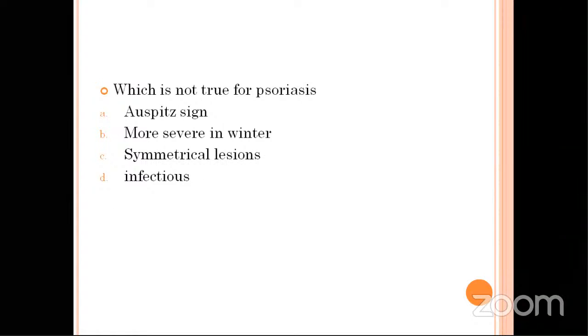Which is not true for psoriasis? Auspitz sign, more severe in winter, symmetrical lesions, infectious. Psoriasis is commonly seen in the winter season, and Auspitz sign is when the scaly surface of the skin, when removed, causes bleeding. And mostly it causes symmetrical lesions. It is not infectious.